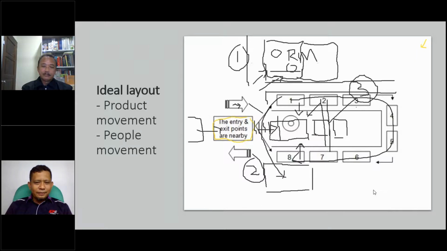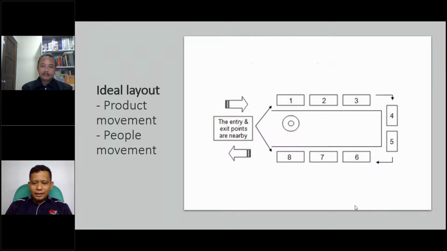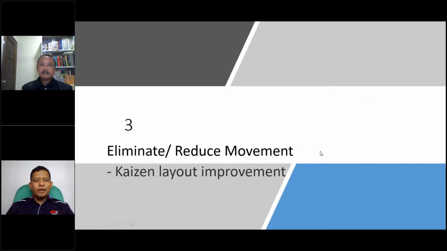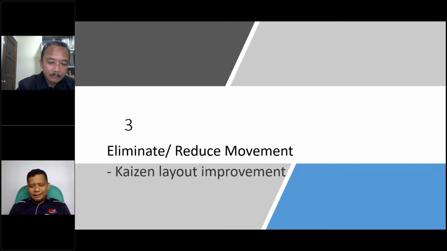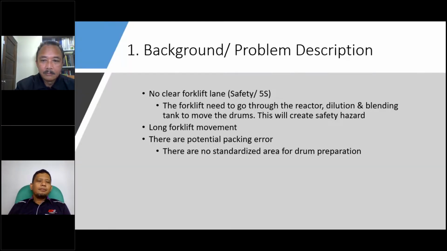Right. And then for the next one, I just want to share about one of the kaizen. I cannot move their tank farm. I cannot move their warehouse, their reactor, and so on. So we come in, see whatever is possible, see where the people movement and product movement are, whatever is necessary. And then we try to do kaizen for this company.